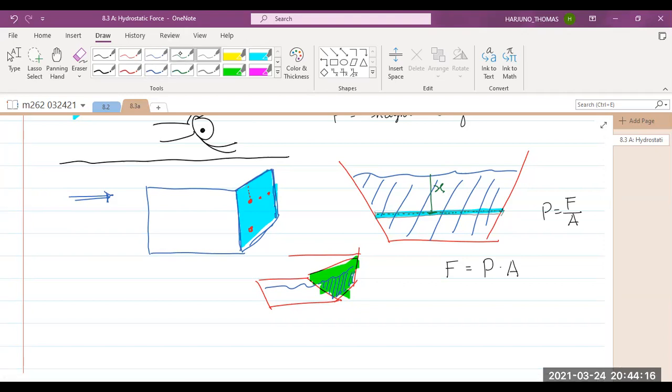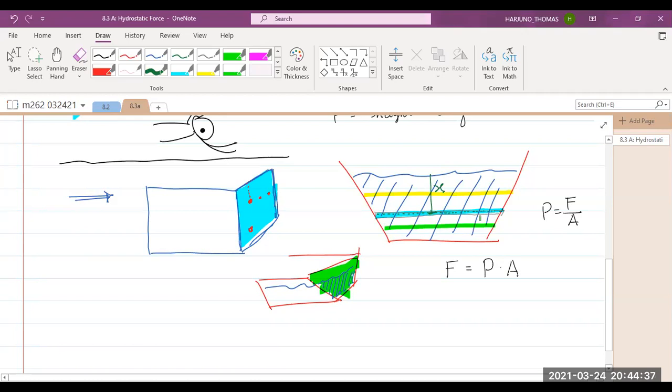I want to do more from there. We know that, why the small strip? Because the length of this blue strip here is different from the length of this yellow strip later on. What I plan to do is later on I add all the forces from each one of these strips.